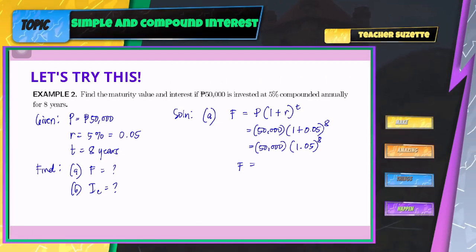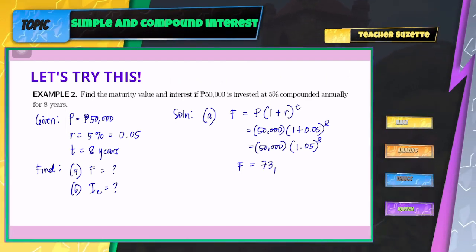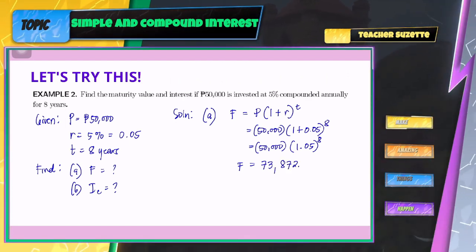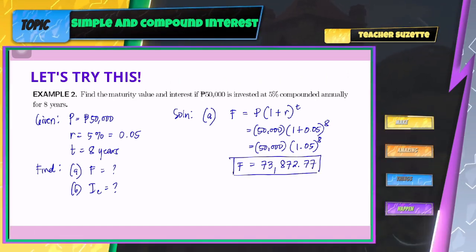1.05 raised to 8. So you will have an answer which is 73,872.77 as your future or maturity value.